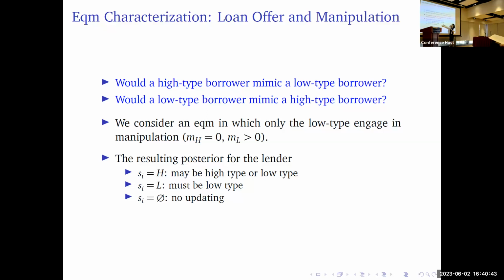Now, the signal can take three possibilities. After observing the high signal, the lender understands this borrower can be the true high type, or a low type who pretends to be a high type. So that's the updating process in the mind of the lender. But if it observes a low signal, then it understands this must be a low type, because the high type will not bother to mimic a low type. And if there is no signal, then there is no manipulation.